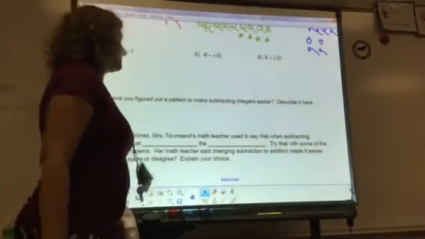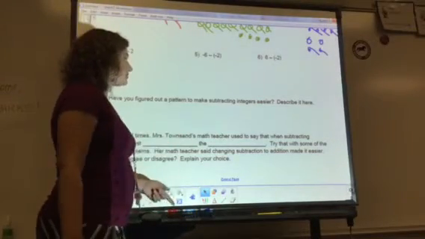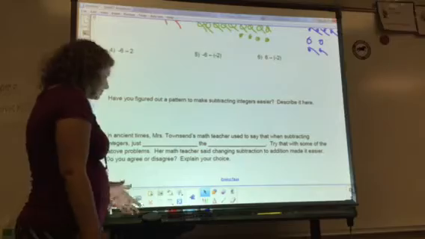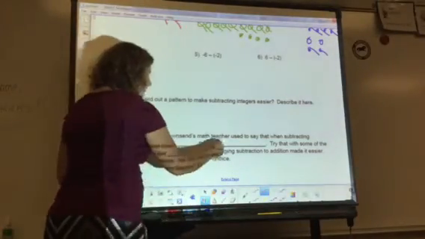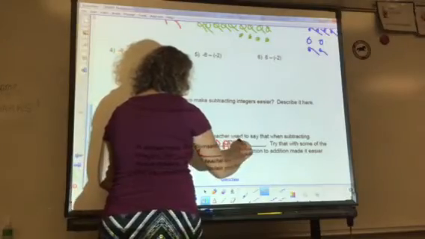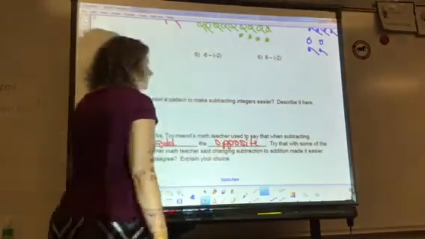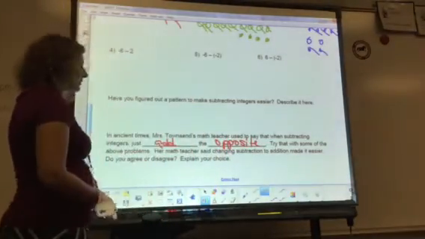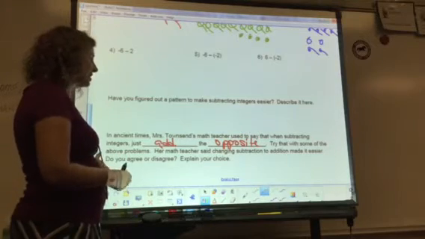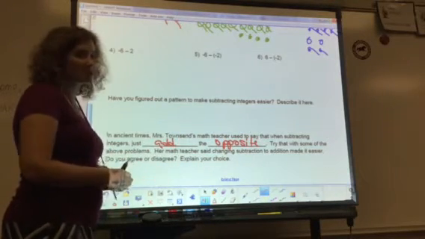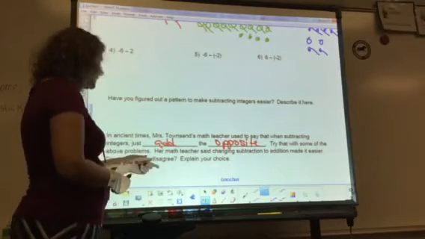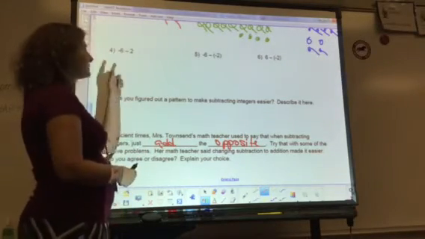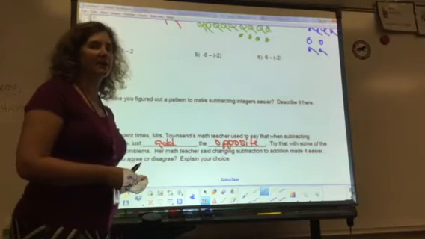Okay, in ancient times when I was in school, my math teachers used to say that when subtracting integers, you just add the opposite. So I'm going to show you how that works. My math teacher said changing subtraction problems into addition problems always makes the problem easier. What do you think about that? Do you agree or disagree? Let me show you how it works and then you decide, okay?